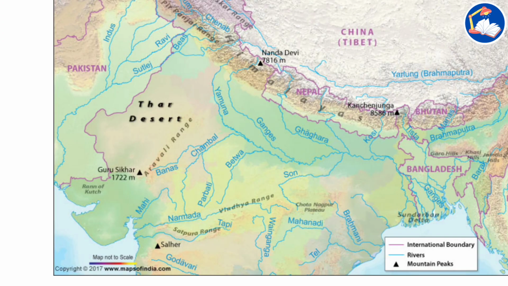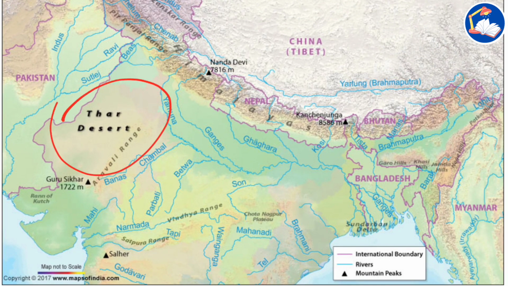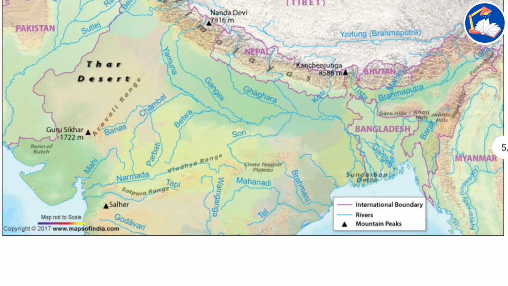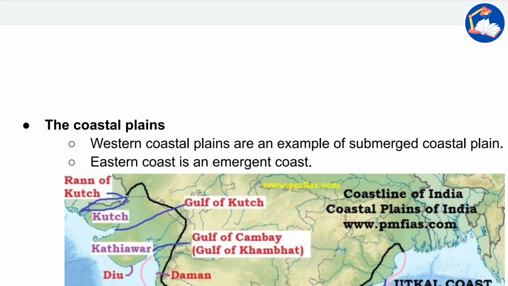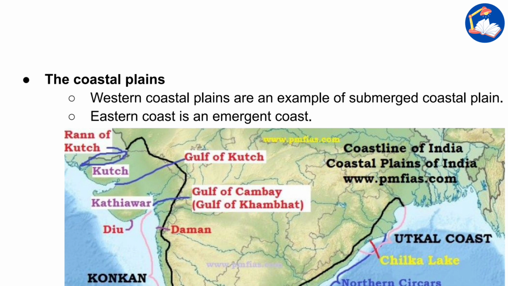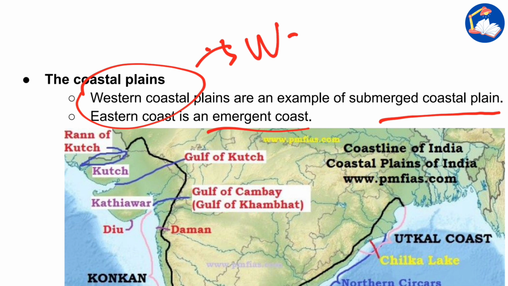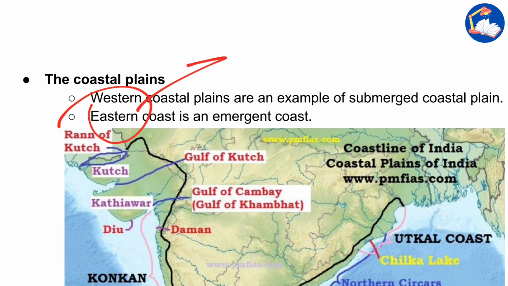So in the Great Indian Desert, we have the Thar Desert over here. The Thar Desert is bounded by Aravalli Ranges in the east, and when you go down, there are also some other regions. Okay, the coastal plains. The western coastal plains are an example of submerged coastal plain. Eastern coastal region is an emergent coast. Okay, Western Ghats is submerged, and also the Eastern Ghats is emergent.